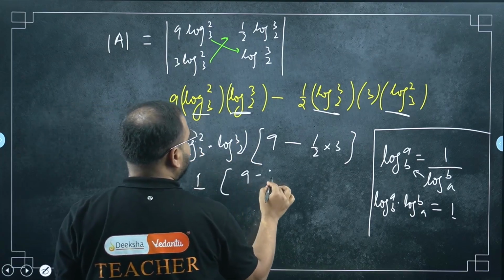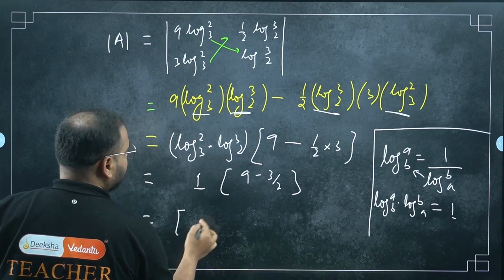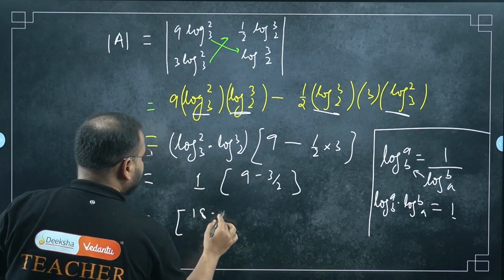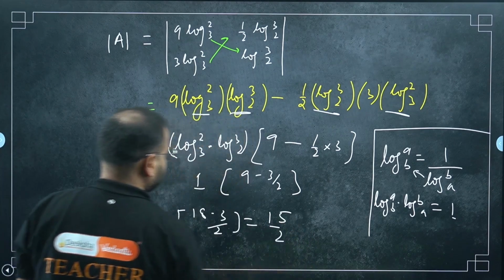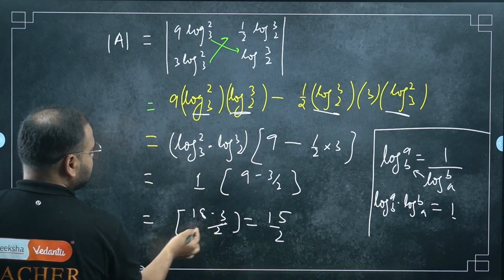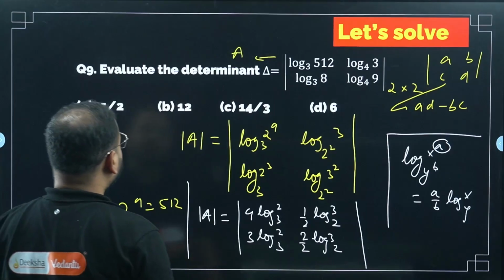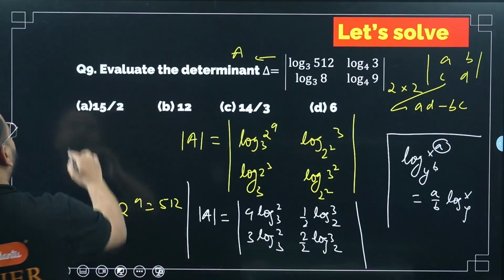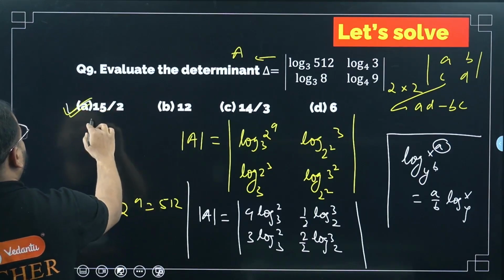9 minus 3 by 2. I don't have to write 1 again. So this is 18 minus 3 by 2. How much is that? 15 by 2. Correct? This is my determinant A. Please check the answer. 15 by 2. Option A is my correct answer.